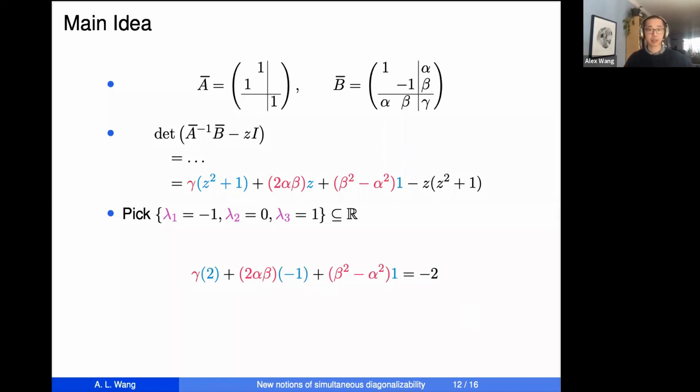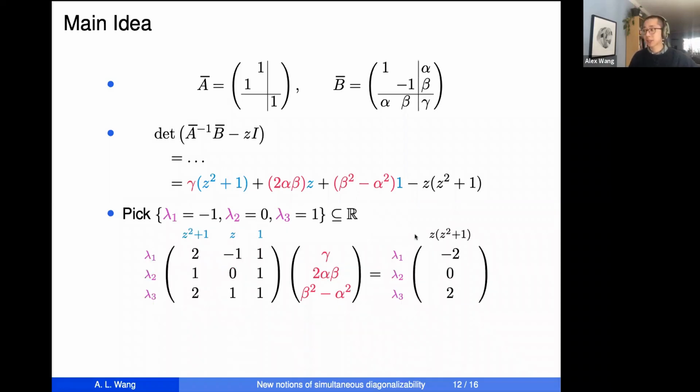And I'll note that this actually imposes a linear constraint on the coefficients. The coefficients are gamma, twice alpha beta, and beta squared minus alpha squared. And I can collect the same linear constraints that I would get for lambda 2 and lambda 3 as well. Rewriting this, collecting all of these linear constraints, I'll get this system. It's a linear system in the coefficients gamma, twice alpha beta, and beta squared minus alpha squared. The lambda 1 equation is just this first row times this column vector equal to -2, and similarly I get these other rows.